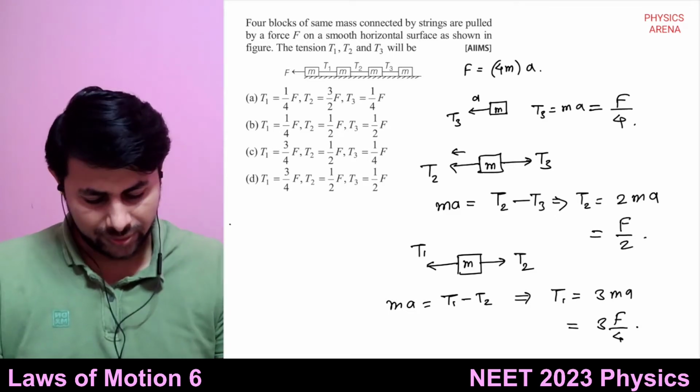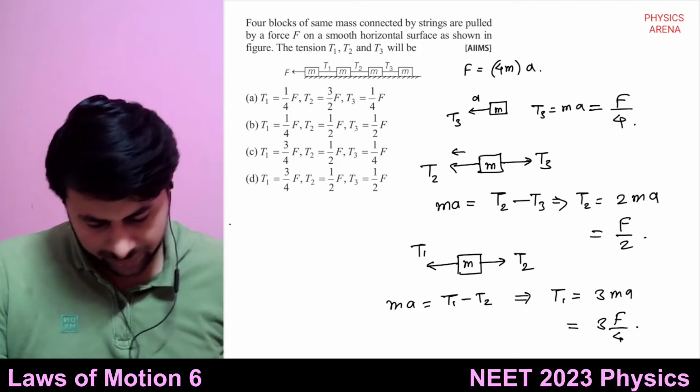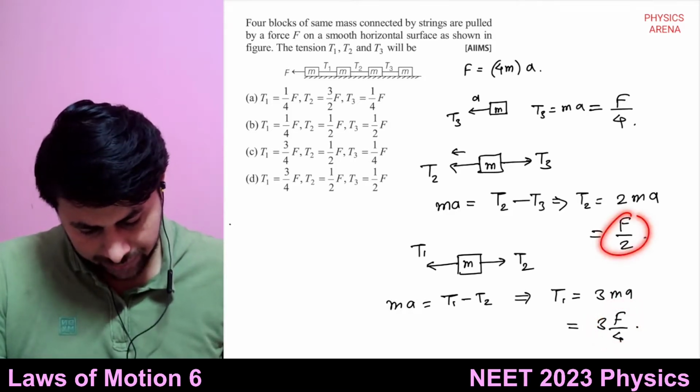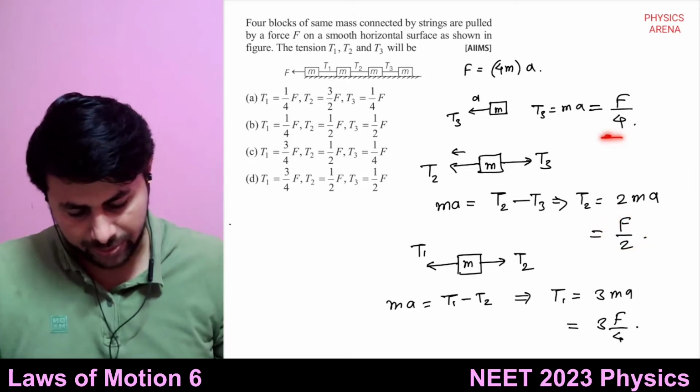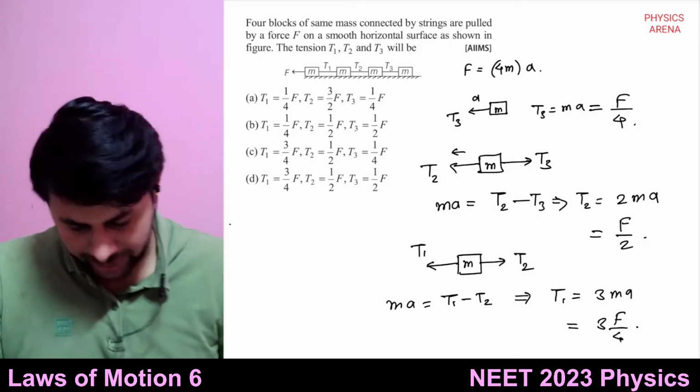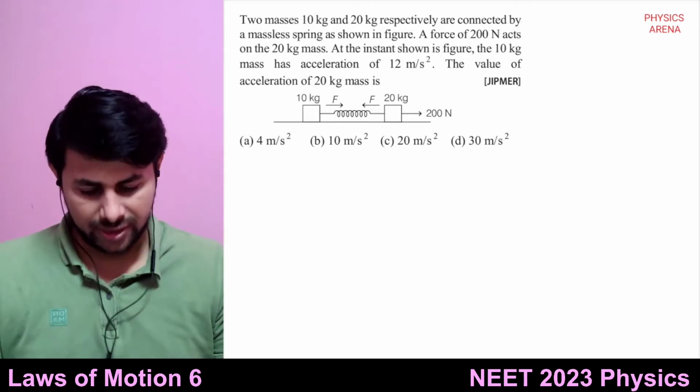So what is the answer? T1 is 3 times F by 4, T2 is F by 2, T3 is F by 4. So option C is the answer, right? Option C is the answer. This is a very simple problem.